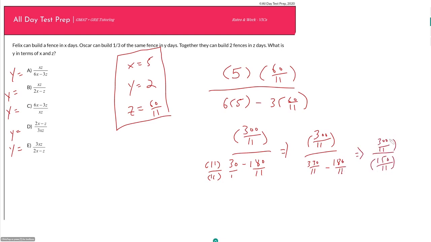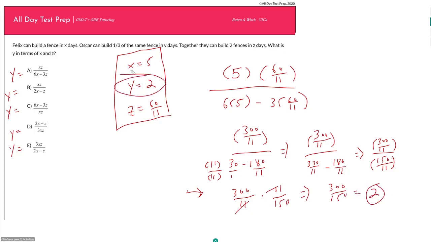And now I am pretty happy because I see I have an 11 here and 11 here. They should cancel out. So I have 300 over 11 divided by this fraction here, which is the same as multiplying by the reciprocal. So multiplying by 11 over 150. These 11s cancel out. I get left with just 300 over 150, which is equal to 2, which is what I'm looking for, because that is my y. And so A is the correct answer.